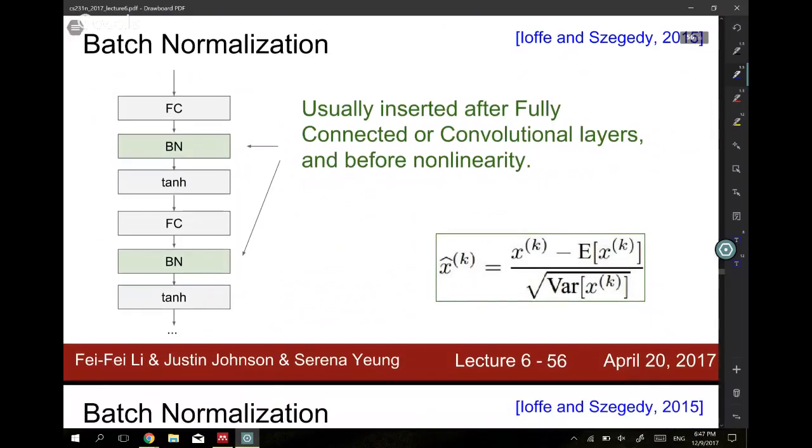We insert these batch normalization layers regularly in the network. Usually we insert them after the fully connected or convolutional layers and between them and the non-linear layers, meaning we insert it right after the fully connected layer and before the tanh in this example. Yeah. Why not after the tanh?